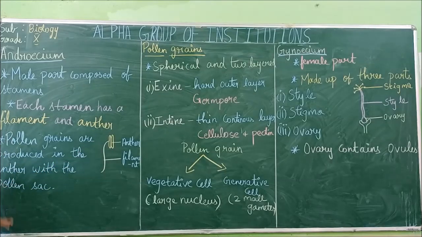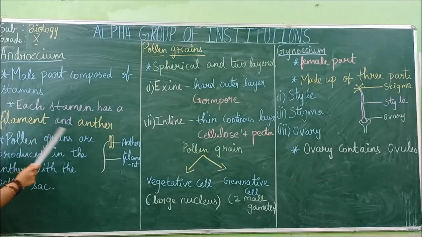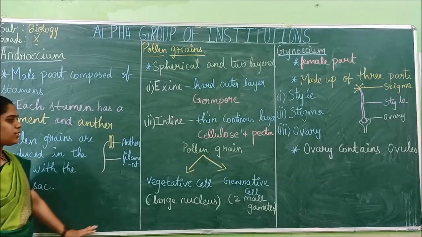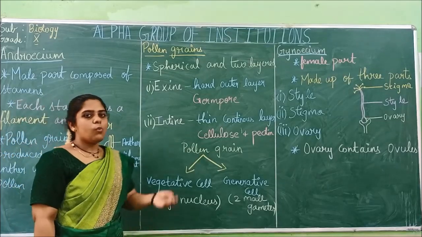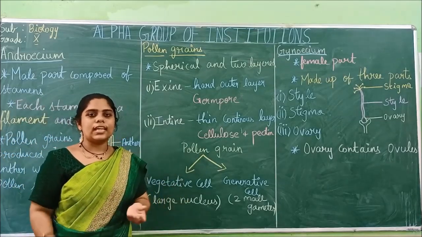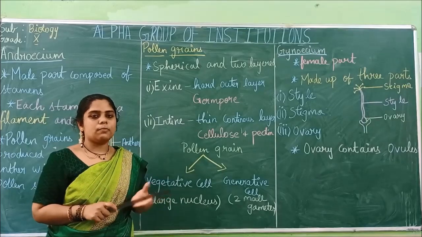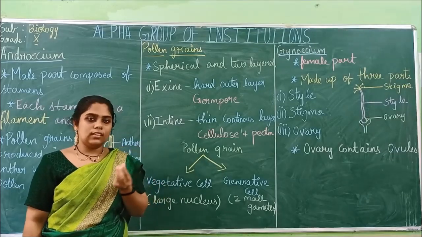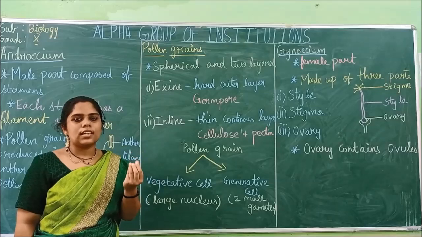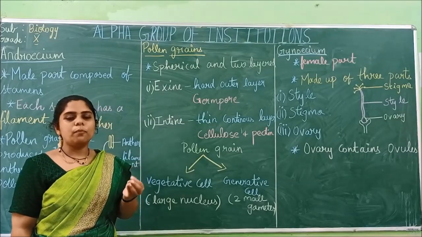So these are the points under andrium. The main part is composed of stamens. Each stamen has a filament and anther. Then the pollen grain is produced in the pollen sac. And next we are going to see about the pollen grains. When a pollen grain is taken and a cross section is made, we can see the internal structure. What are the things that are present inside a pollen grain?